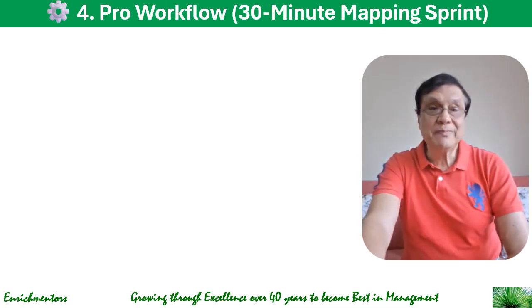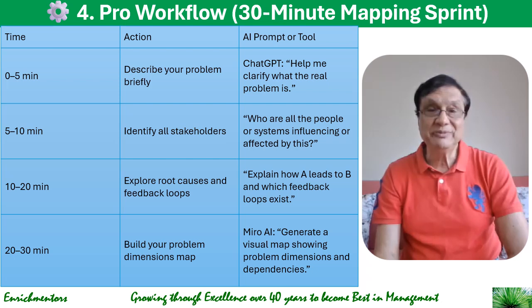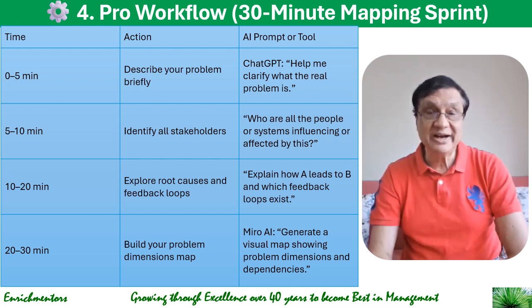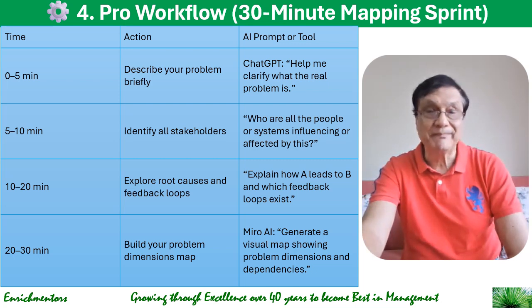So, what could be a pro workflow, a 30-minute mapping sprint that you can do? In the first 5 minutes, you can describe the problem using the prompt that you see here. In the next 5 minutes, you can identify all stakeholders with the prompt that you see here. Then in another 10 minutes, you can explore root causes and feedback loops by asking AI to explain how A leads to B and which feedback loops exist. In another 10 minutes, you can build your problem dimension map by asking Miro to generate a visual map. So that's a 30-minute mapping sprint.